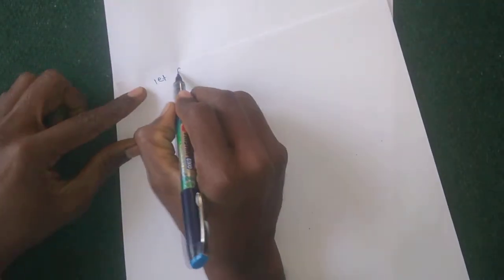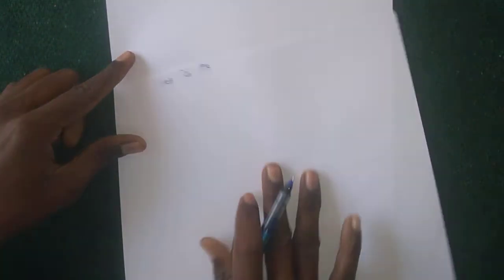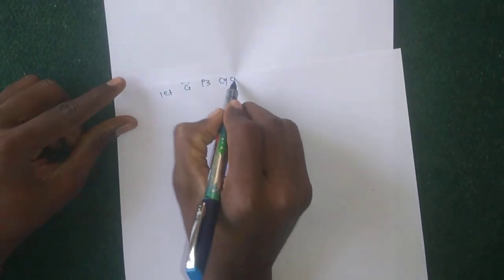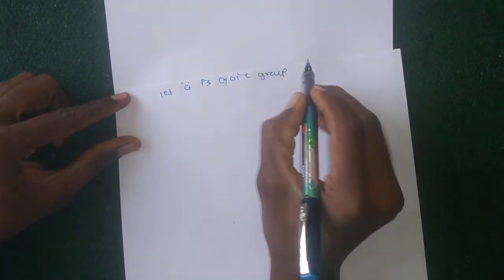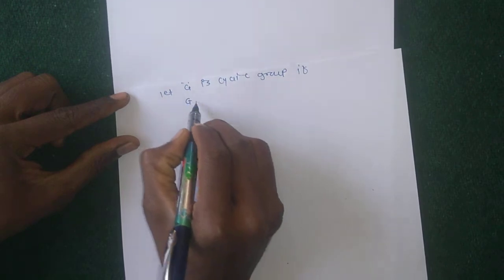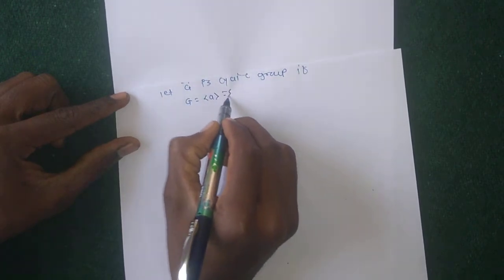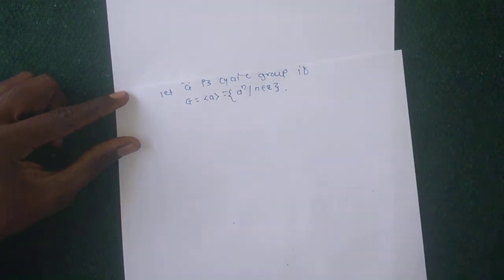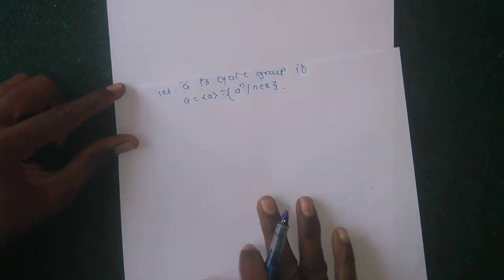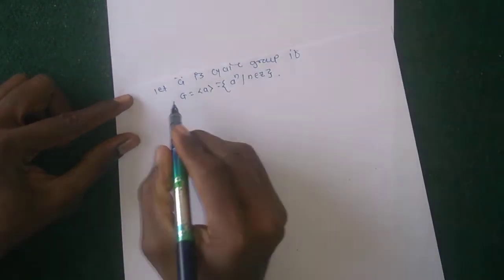Let G be a cyclic group, by using the definition of a cyclic group. G is cyclic if G equals the group generated by A. This is the definition of a cyclic group. If G is a cyclic group, then G is generated by A.